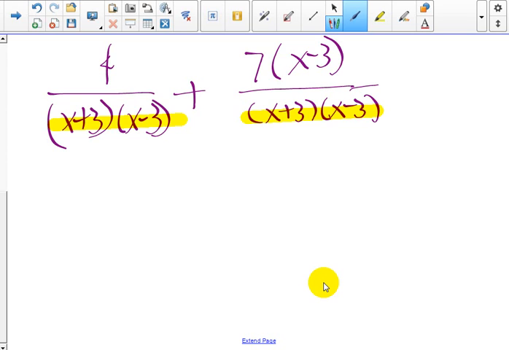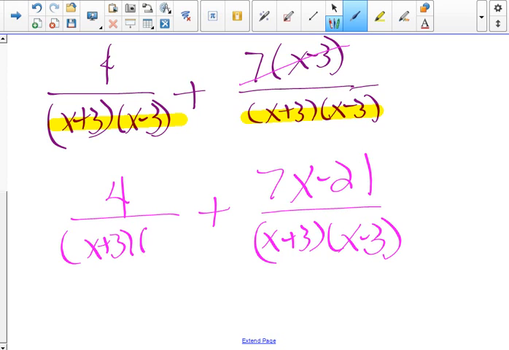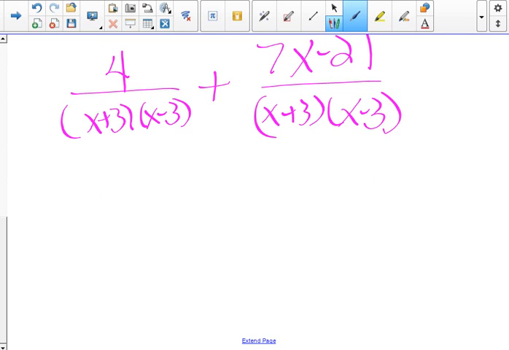Now, what I'm going to do next is distribute my second term. So this right here becomes 7x minus 21 over x plus 3 times x minus 3. And we still can't forget our first fraction because we're just adding these two, over x plus 3 times x minus 3. Everybody with me so far?